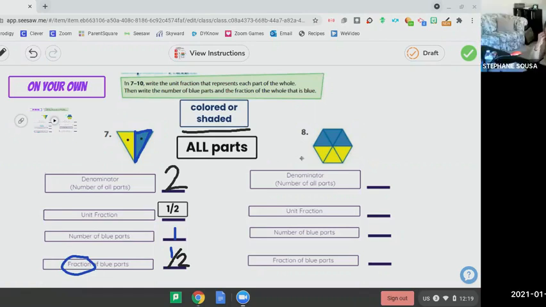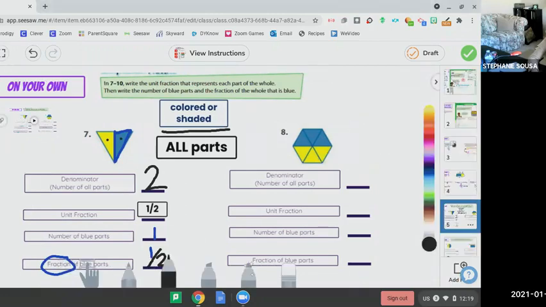Okay, let's take number 8. Number 8 says denominator, number of all parts. Take your dot. I want you to put dots on all the parts because this was a hot mess. 1, 2, 3, 4, 5, 6. There are 6 parts.